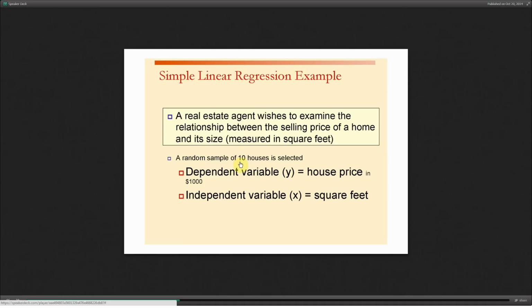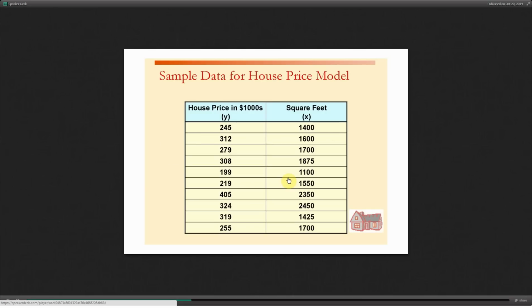So again, it's very important that it's a random sample. We have a random sample of square footages and selling prices. Let's just assume that we have these observations of selling prices for houses, and we want to find a linear regression model prediction for house price in terms of number of square feet.